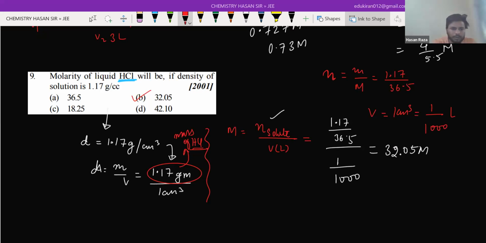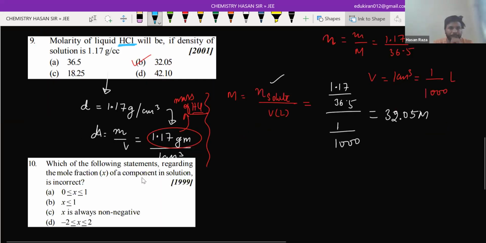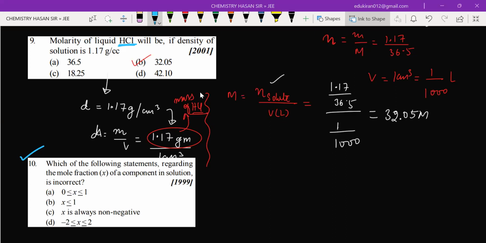I'm going to give you another conceptual question. Everyone done with this question? Yes or no? Please do question number 10. This is a very easy question based upon mole fraction. Sir, in the ninth question, 1.17 was the given mass. Yes.